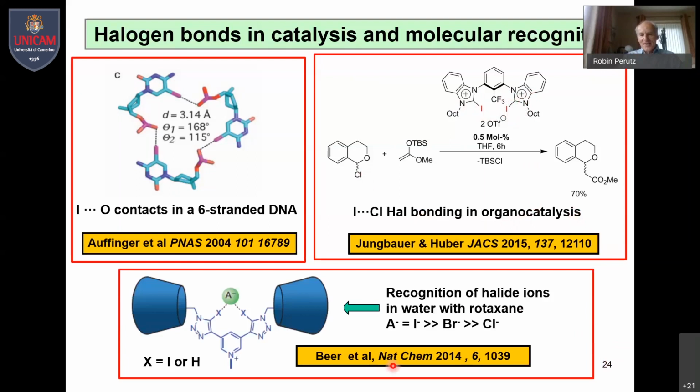One more example. Here we're talking about molecular recognition. It comes from Paul Beer's group in Oxford, where he has a rotaxane molecule, which has here at the bottom, the X is iodine, and they interact with halides that are added. And what you see is that the interaction with iodide is much stronger than bromide, than chloride, because of the halogen bond. So there are some examples of halogen bonds in action.